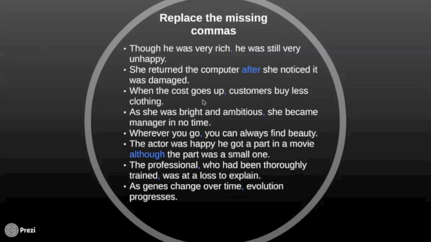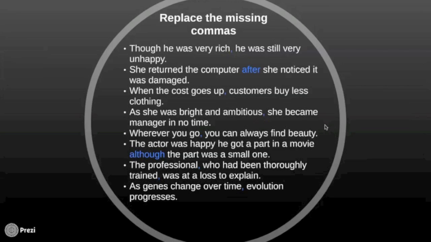When the cost goes up, customers buy less clothing. So this is your subordinate clause at the beginning here. As she was bright and ambitious, comma, she became manager in no time. So again, our subordinate clause comes at the beginning of that sentence. Wherever you go, you can always find beauty, and the comma comes here. Your subordinate clause at the beginning of the sentence again.